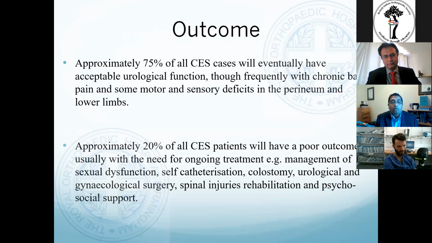But as a whole, up to 75% of all CES patients, whatever the classification, will eventually have some form of acceptable urological function. But up to 20% of CES patients will have a poor outcome, and they will need some form of ongoing treatment: self-catheterization, colostomy, spinal injury rehab, social rehab, those factors.